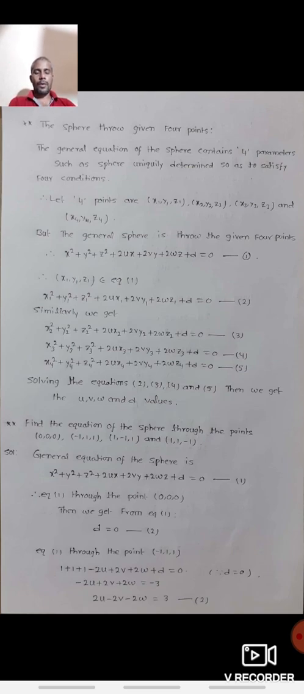In the problem, 4 points are given, and the sphere is passing through those 4 points. The general equation of the sphere contains 4 parameters. Such a sphere is uniquely determined so as to satisfy 4 conditions.